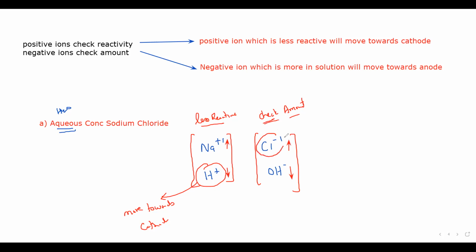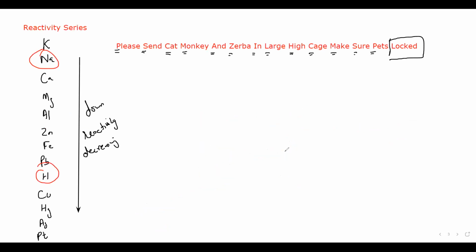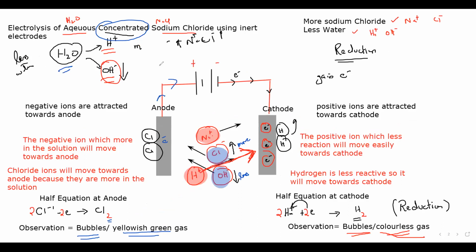So chloride ions are negative, and where will they move? They will move towards the anode. So as these chloride ions move towards the anode, hydrogen ions move towards the cathode. So what are we left with, when we are doing electrolysis of aqueous concentrated sodium chloride? Hydrogen ions are removed, chloride ions are removed. We are left with sodium hydroxide.